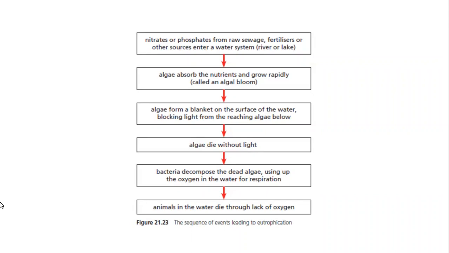Eventually, the other aquatic life, the other marine life, the other fishes, the other animals inside the lake, will also start to die because oxygen is no longer available. This entire process is known as eutrophication. The entire habitat, the entire ecosystem, all of the animals, all of the plants, everything has been destroyed because of using fertilizers. So this is known as eutrophication.